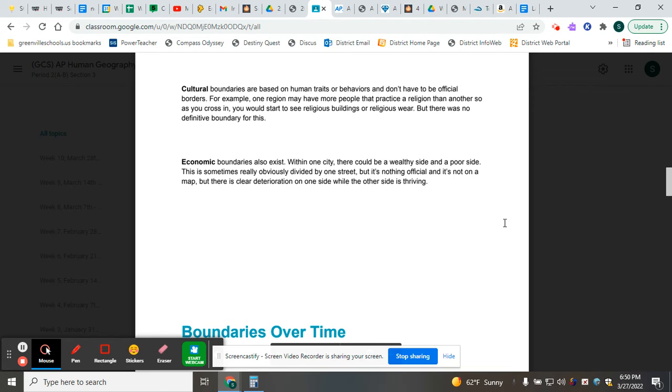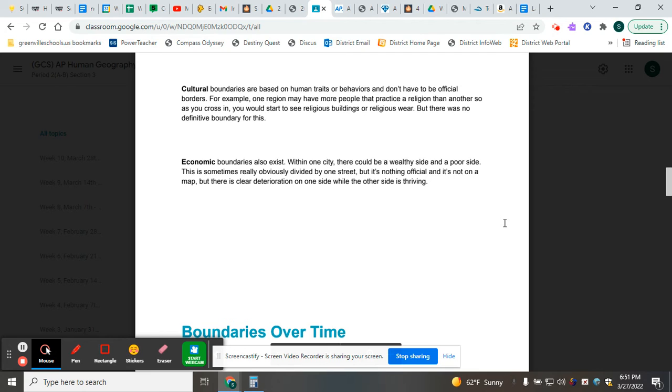An example of this could be Mormons in Utah. There is no definitive boundary that says now entering Mormon territory. But as you go into Utah, as you go into Salt Lake City, as you go into Provo, Utah, which is home to BYU, Brigham Young University, you're going to begin to notice, or at least get a cultural feeling, that you are in the territory of a particular religion.